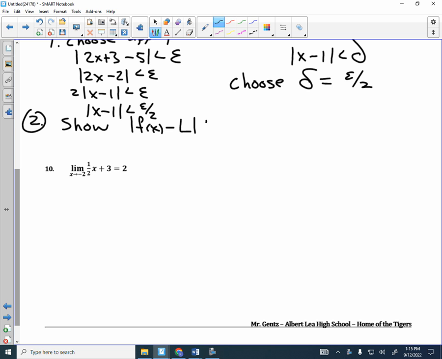So now you go ahead, this is the second part right here: show the absolute value of f of x minus L is less than epsilon whenever x minus a is less than delta. I will give you a hint where to start. What is our first thing that we start with? 2x plus 3 minus 5, that absolute value. And what is the thing that you have to end with? Epsilon. See if you can fill in the rest. See what you come up with. Go.